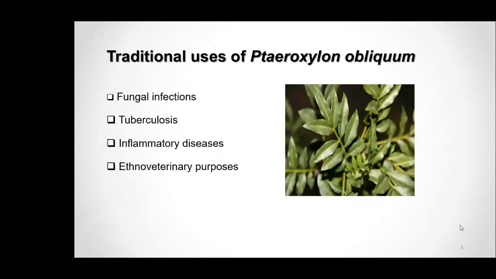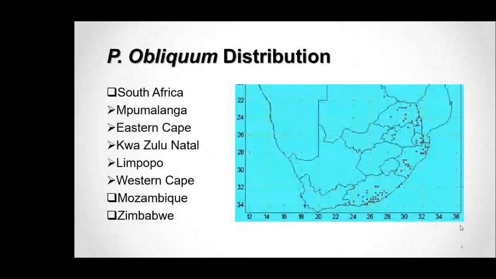Pterocarpus obliquum is used traditionally to treat various infectious diseases, including fungal infections, tuberculosis, inflammatory diseases, and also for ethnoveterinary purposes. We can move on. The plant is mainly found in the eastern coast of Southern Africa in countries such as South Africa, Mozambique, and Zimbabwe. We can move on.